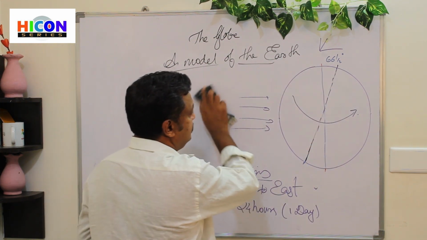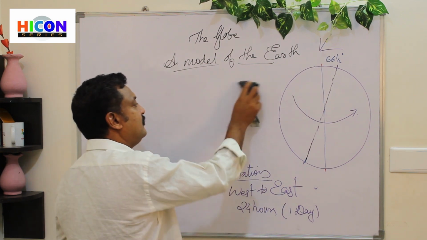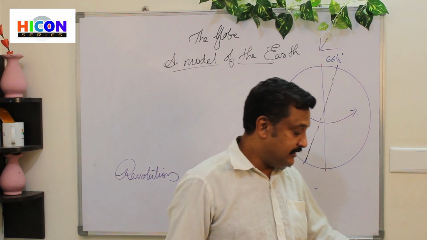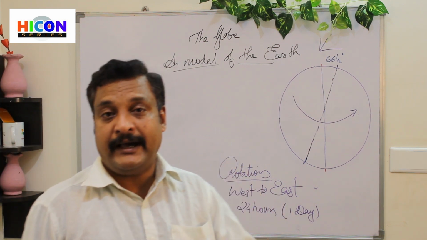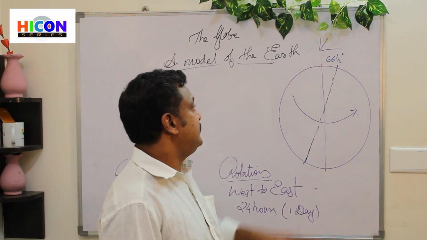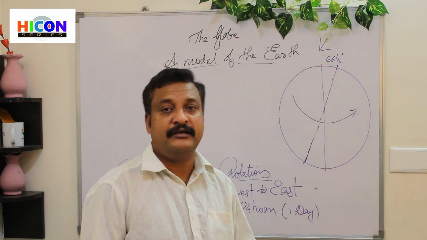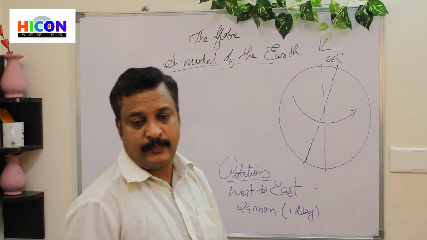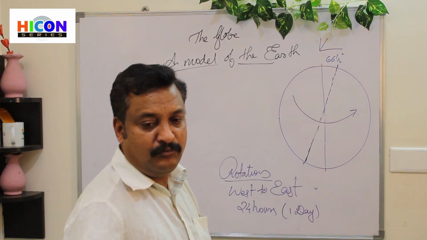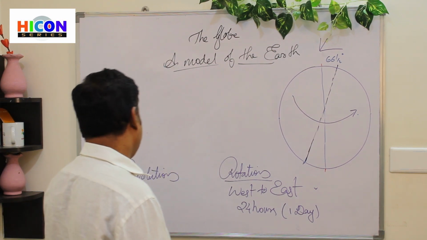one day. So the rotation of the earth is happening on an imaginary line that passes through the north pole and the south pole, that is called the axis, and it is tilted by 66.5 degrees to the east. Now, the second movement of the earth is called the revolution.